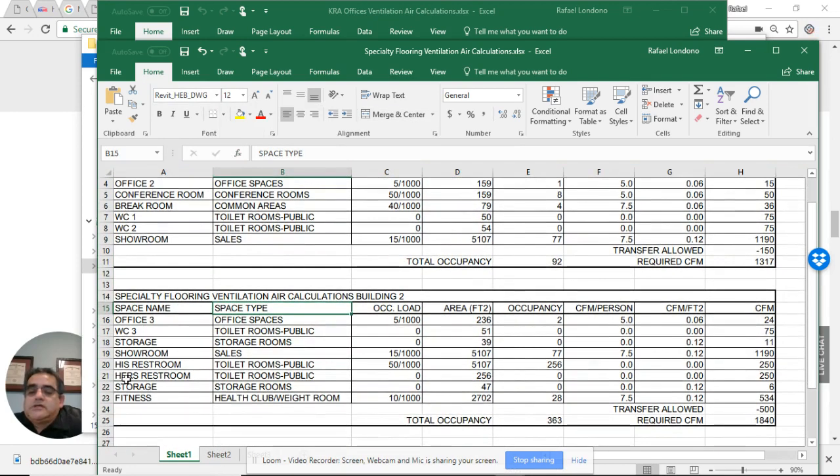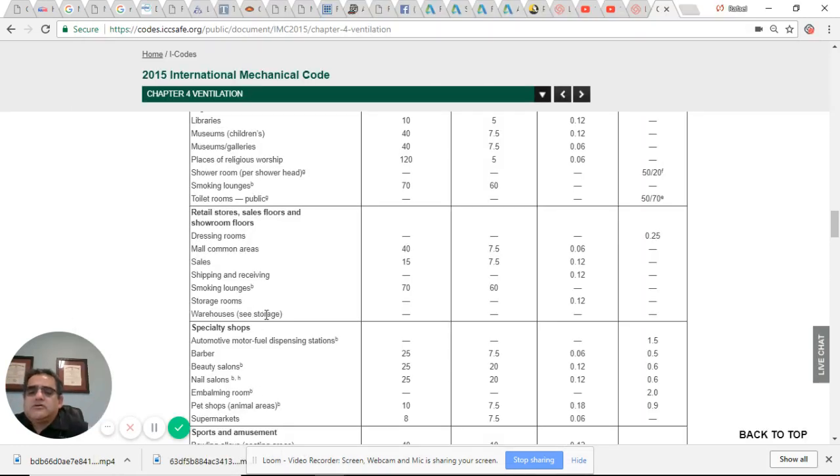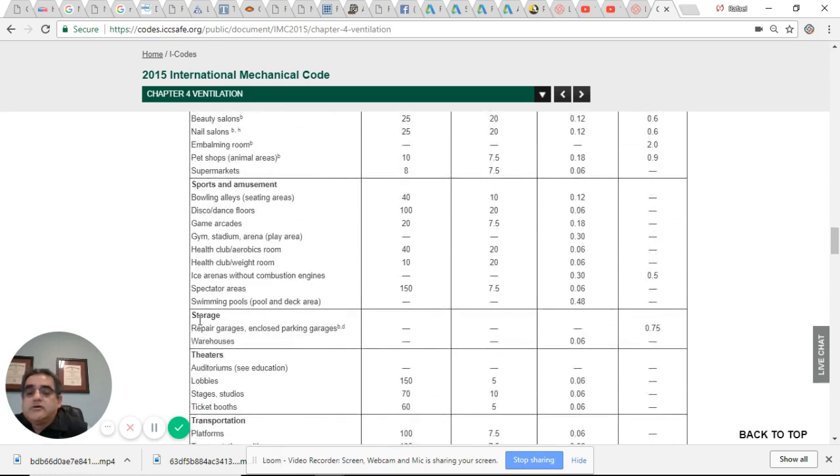What else? Let's see. That was storage, right? Finally, we don't have a showroom here, but we have warehouse space. Warehouse. What is that called? So let's go over here. It says warehouses, see storage. So of course we gotta scroll down. Storage, warehouses. Codes are so silly. They make you go back and forth. The storage space says go see warehouses. The warehouses call it storage. Blah blah blah. But essentially, there's no people in the storage, so there's no air for the people. But there is a requirement for CFM per square foot of 0.06. So it was called warehouses.